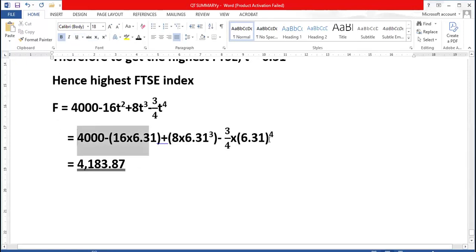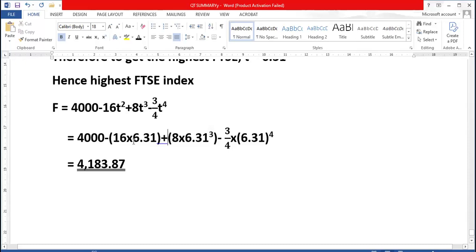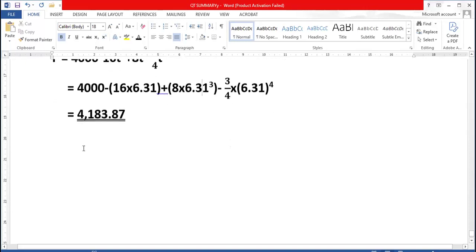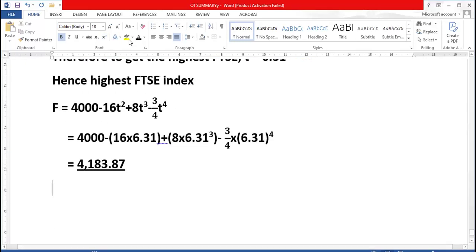These are the things you press on the calculator. If a figure is in brackets, you put it in brackets. If it has a power of 3, you use the power key on your calculator and put power 3. Okay, so that is the value. We are done with that part.